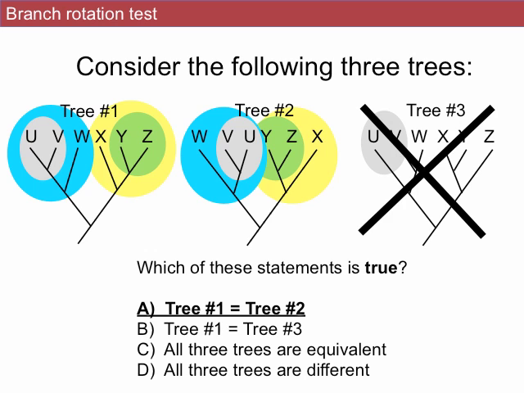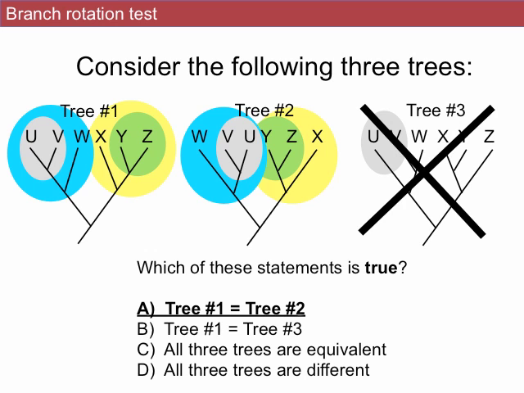So tree number 1, the group of U and V together shares a most recent common ancestor with W. It does that in tree number 2. Z and Y are together in tree number 1. Z and Y are together in tree number 2. X is together with the group of Z and Y in both trees. So the two trees are the same. That is, the order of branching is the same between the two trees.